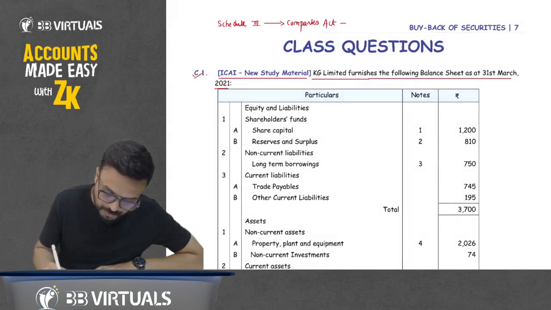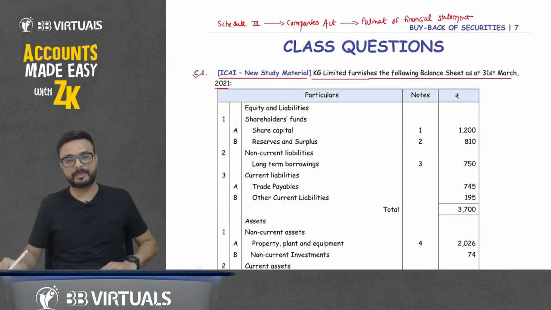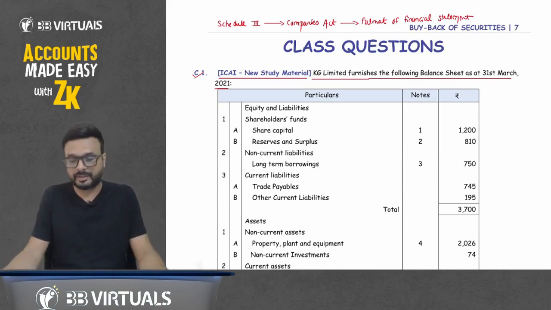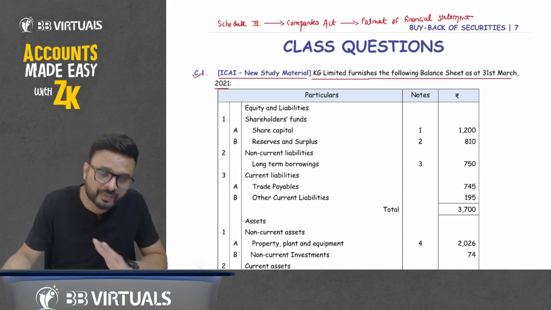Schedule 3 of Companies Act talks about the format of financial statement. What is this financial statement? What is the format of financial statement? The basic rule of financial statement will never change. Basic rule: assets, liabilities; asset has debit balance, liability has credit balance. We know it. The basic rules of accounting will never change.